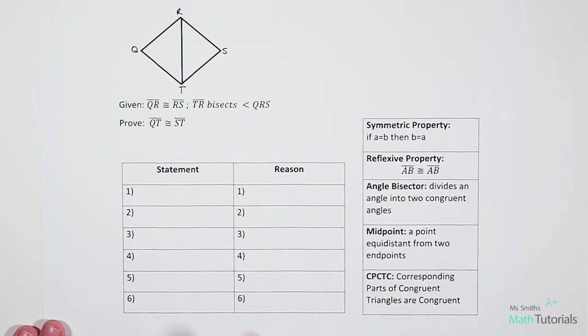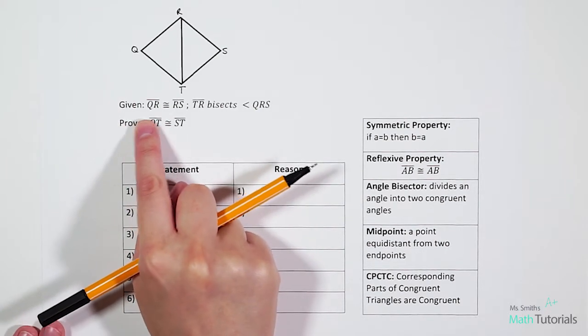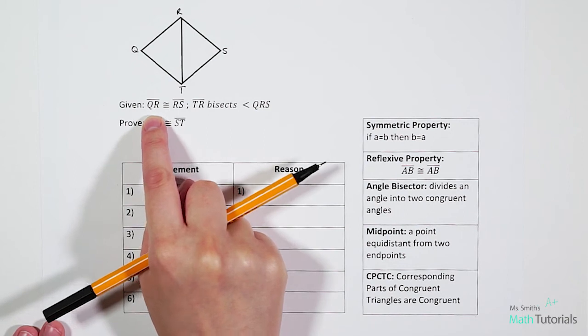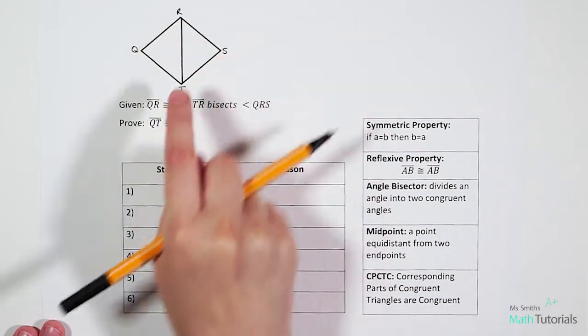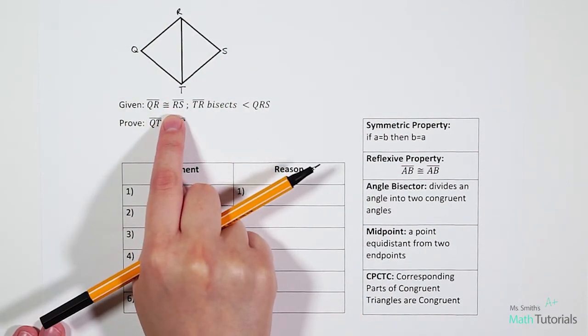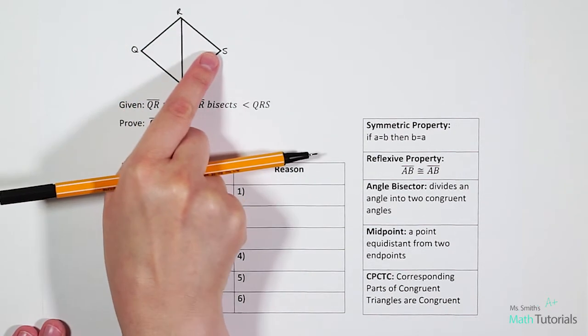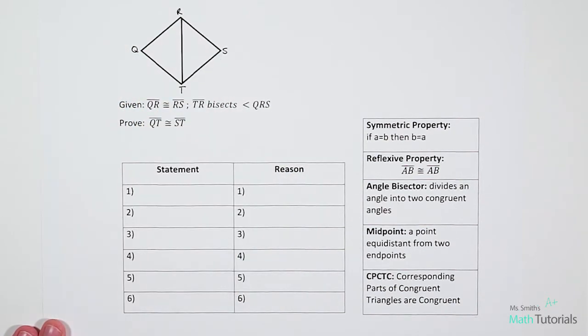In this next example, we're given the statement that line QR, which is right here, is congruent to line RS, which is right here. So let's go ahead and mark that on our picture and add it to our statement and reason line.